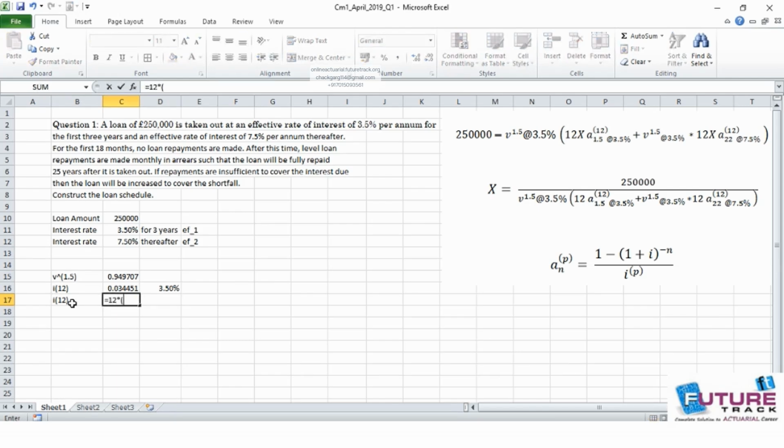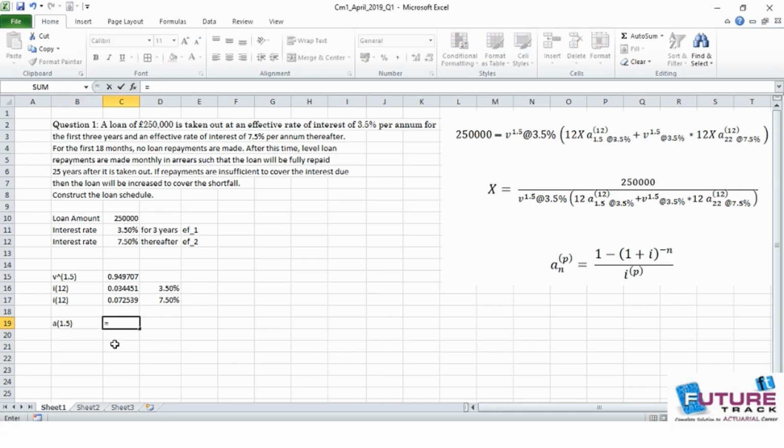Fine. So this is my nominal rate of interest convertible monthly when the rate of interest is 7.5%. So we have calculated all this. Now we need A and B. So let's find out A for 1.5.